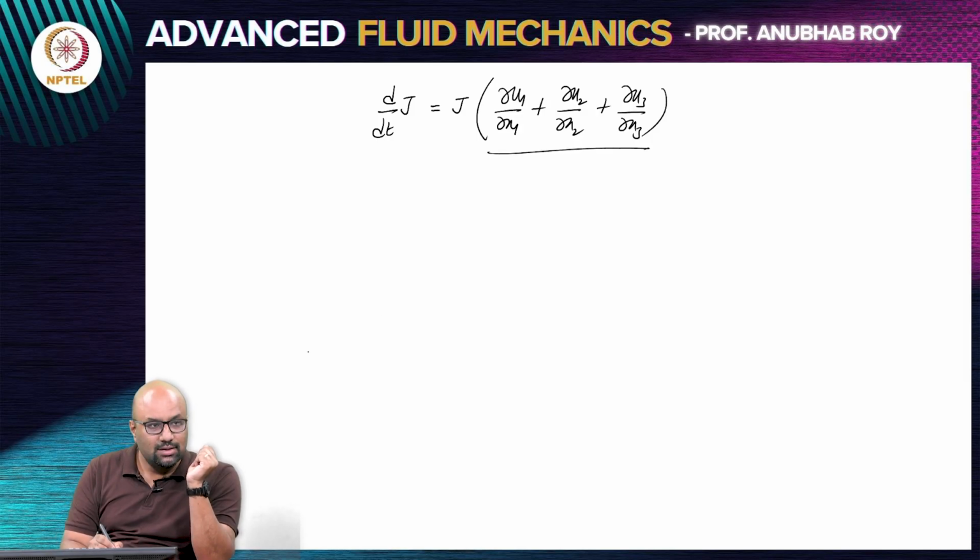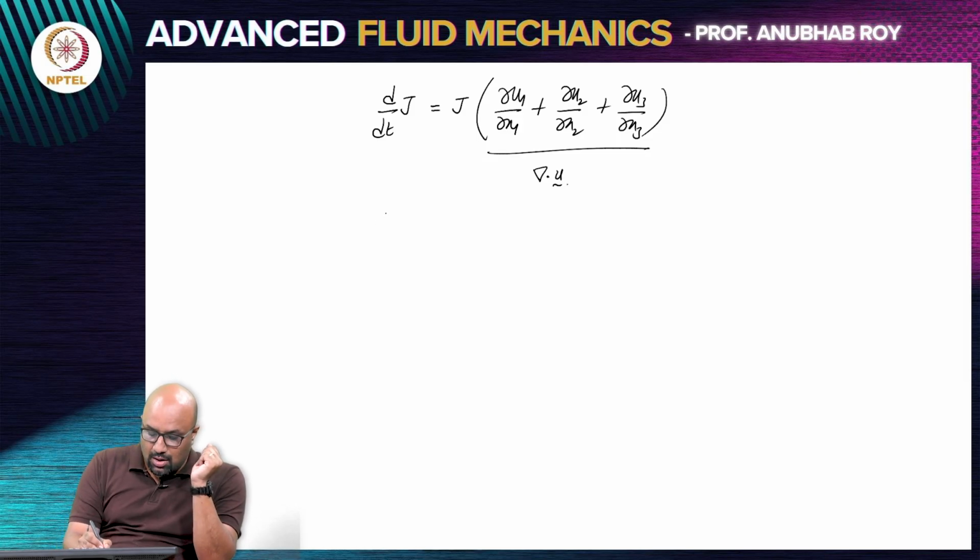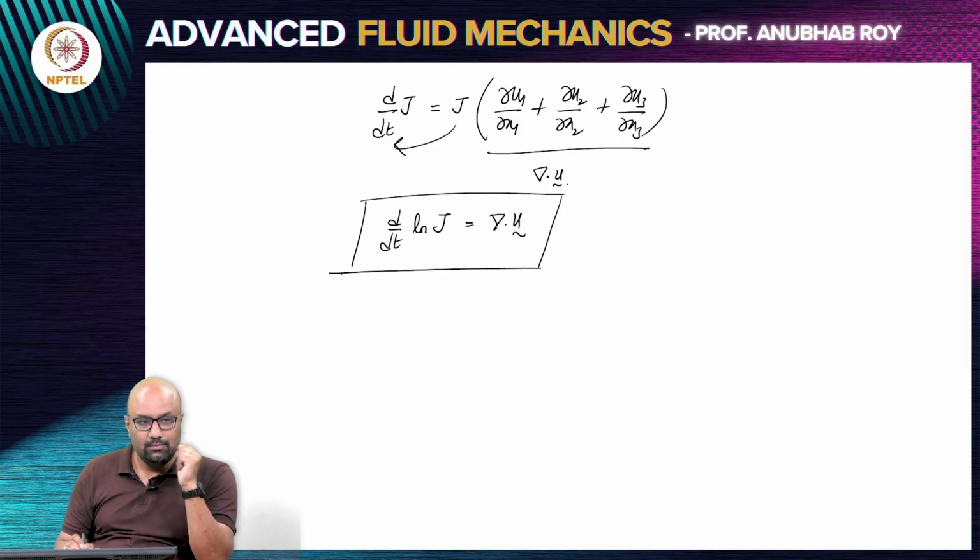Now this, in vector or boldface notation, would be the divergence of u. So if I take J to the other side, I have d/dt of ln J is the divergence of u. And we have already said that the volume mapping is dV equals J dV naught.